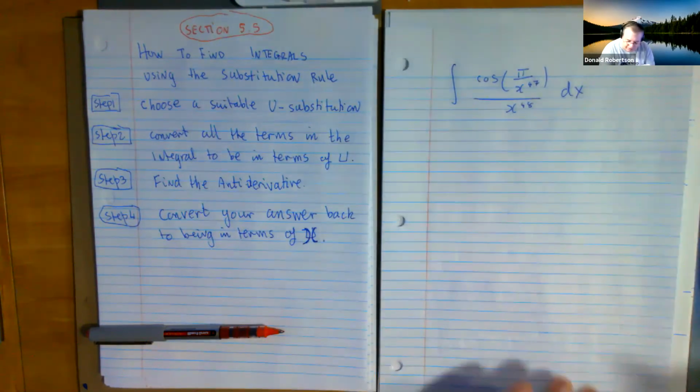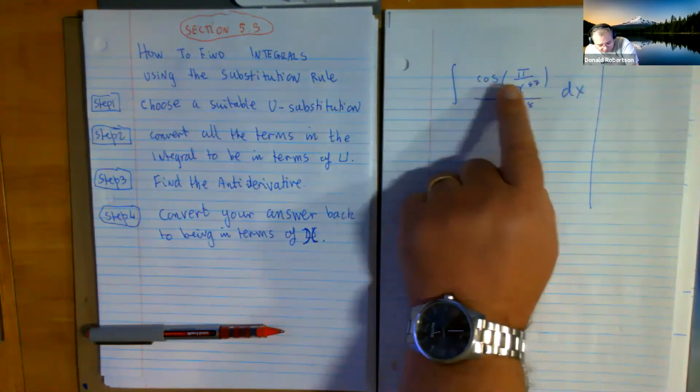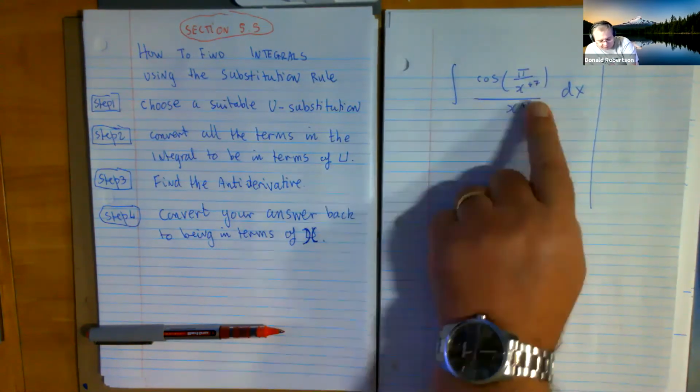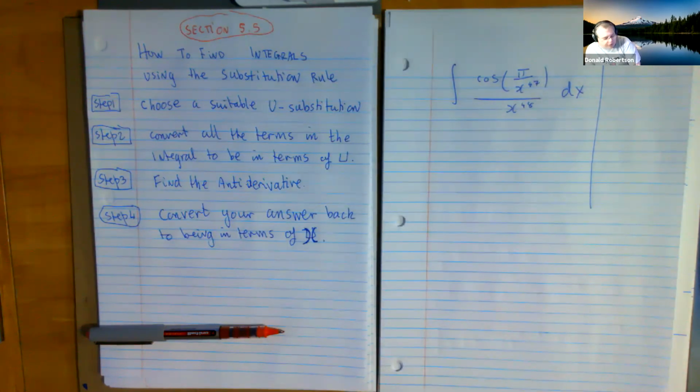God, that's ugly. The cosine of this ugly fraction all over x to the 48. And somehow or other, we're going to find its antiderivative. That's going to be pretty amazing if we could get that right.